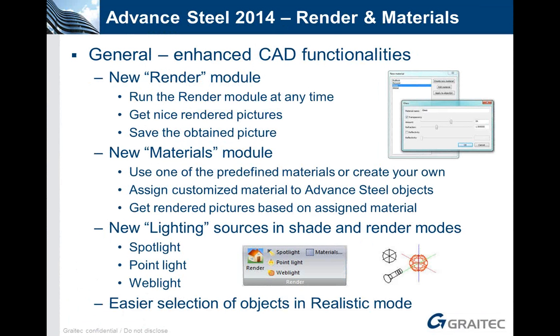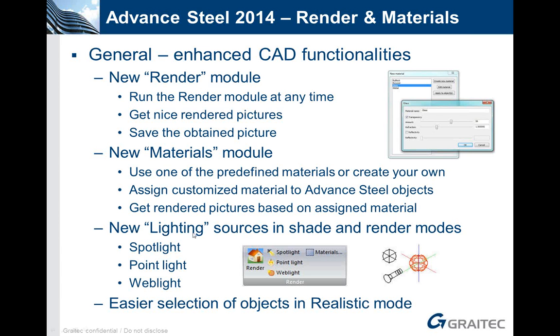We have a render module. You can get nice render pictures. You can save them. Going together with this render module, we also have a materials module, where you can use some already predefined materials, but you can also create your own material. You can give it a specific name, specific transparency, and you get immediately a nice render result.